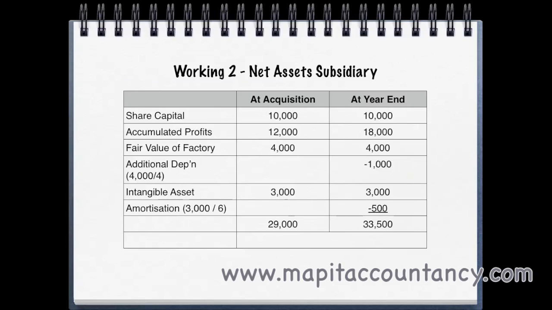So that means that we have at acquisition 29,000 of net assets, and by the year end 33,500. We can also at this stage calculate that the post-acquisition profit will be the difference between the two. So we've made 4,500 of post-acquisition profit in the subsidiary, and we can then take the parent's share of that to our working 5 when we do it. So that's our working 2 with the net assets of the subsidiary. Do look out for fair value adjustments, intangible assets, and don't forget additional depreciation or amortisation if you have them.